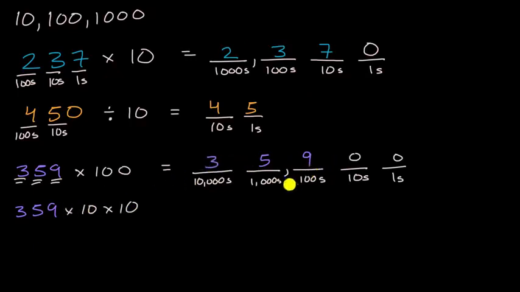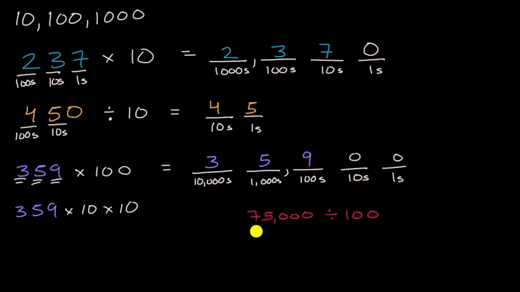So based on everything we've looked at, what do you think if I were to take 75,000 and I wanted to divide it by 100? What do you think this is going to be? Pause the video and see if you can work through it on your own.